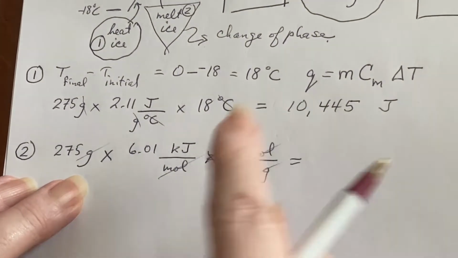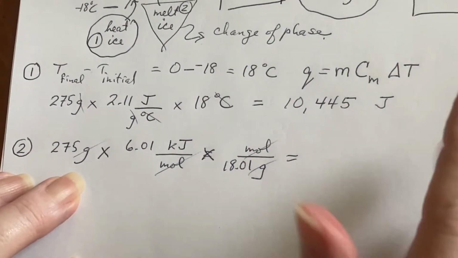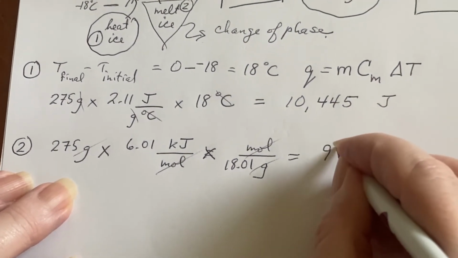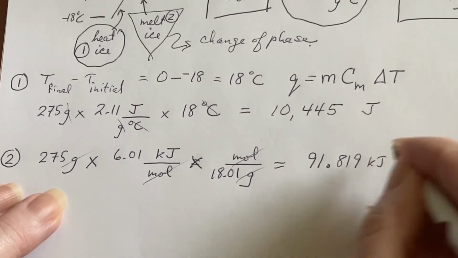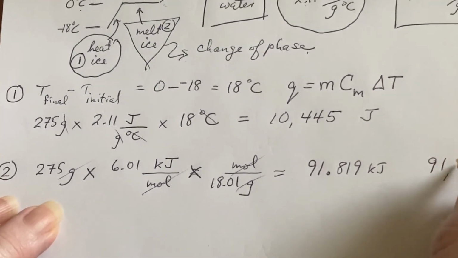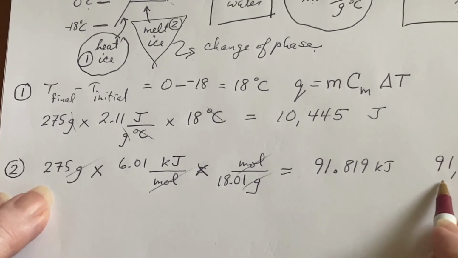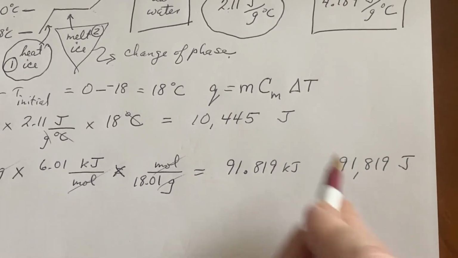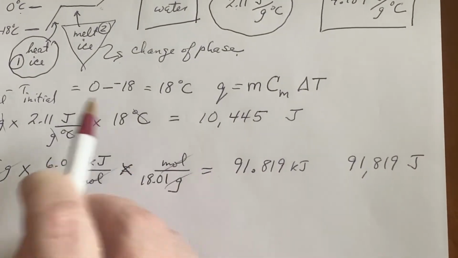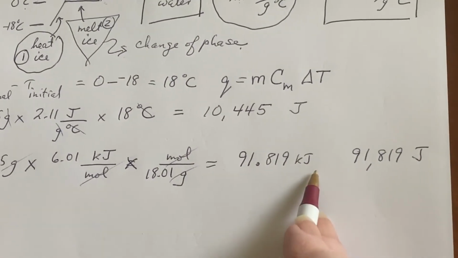Now notice, this is in kilojoules. This is in joules, so we're going to have to be careful with that. If I do this in kilojoules, I get 91.819 kilojoules. Maybe I should write 91,819 joules. Holy crap! Look at how much energy it takes to melt it compared to heating it from 18 to 0. This is all taking place at 0 degrees.